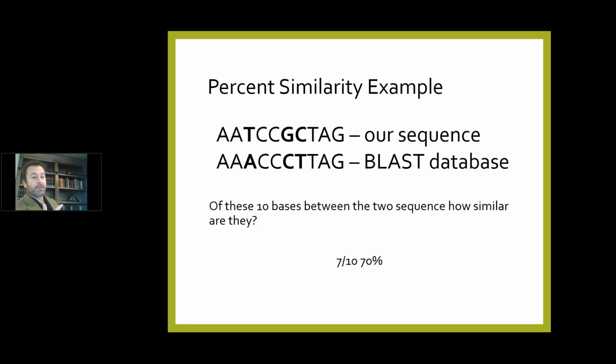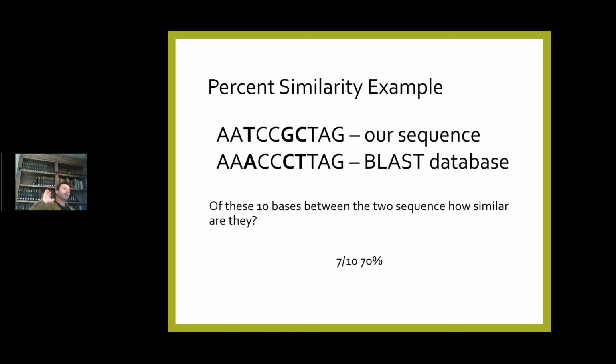Where does it vary? They're the ones in bold. We've got a T and an A on the second line, then we have a G and a C, and a C and a T. So in this case, our sequence is the top one, all right?